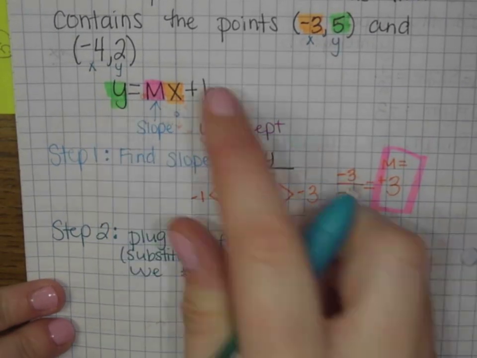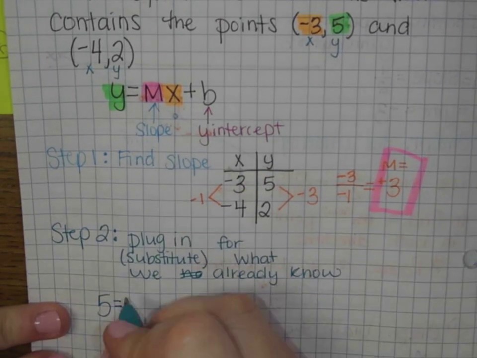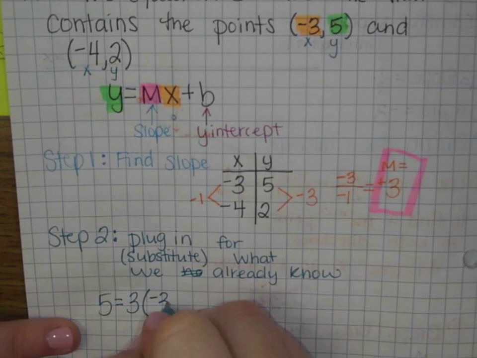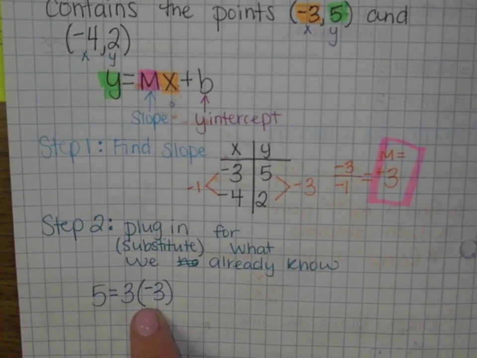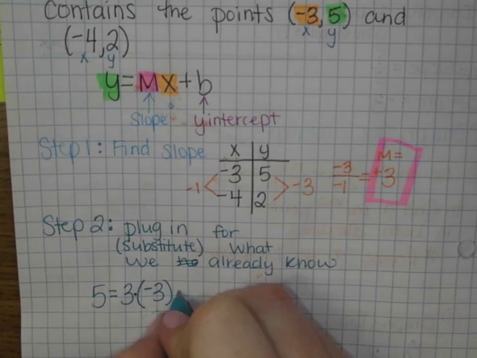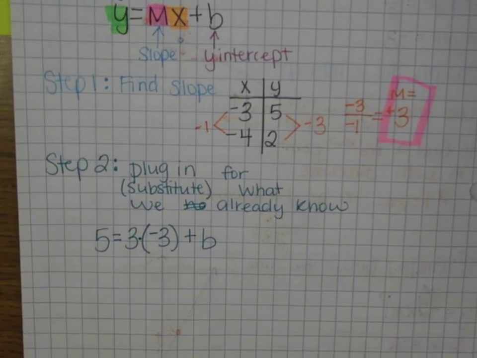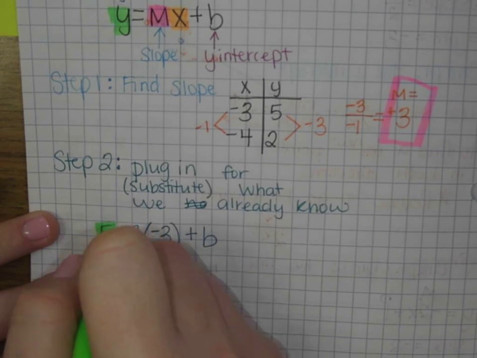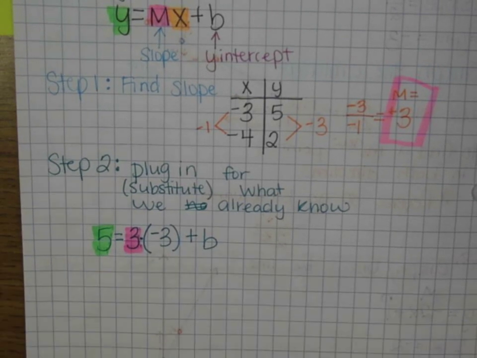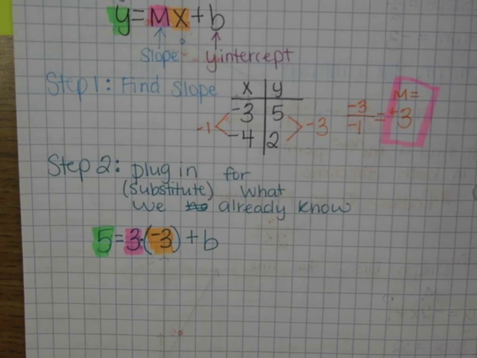So 5 in for y, so 5 equals, the next thing is our slope, so 3 parentheses x, which is -3. And I put parentheses because you wouldn't want it to look like 33. You need it to look like 3 times -3. And then we don't know our y-intercept, so we're going to leave it as the letter b. I'm going to still use the highlighters here so that you know where all of those numbers came from.